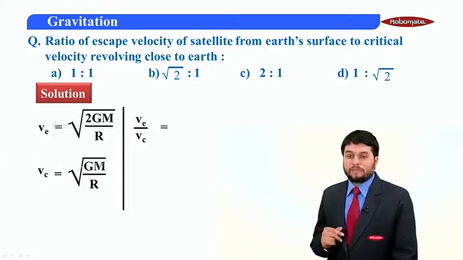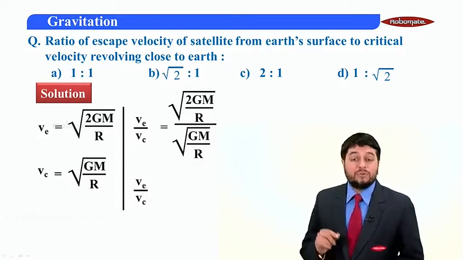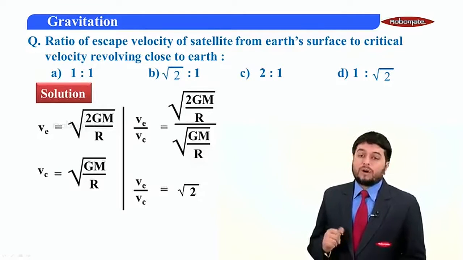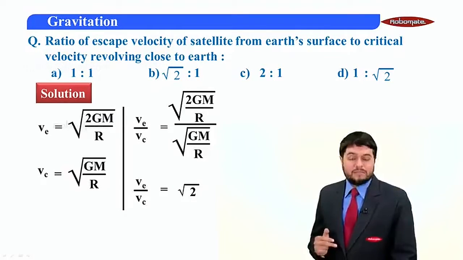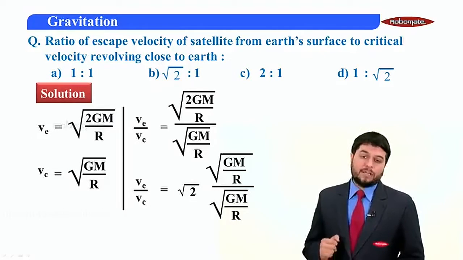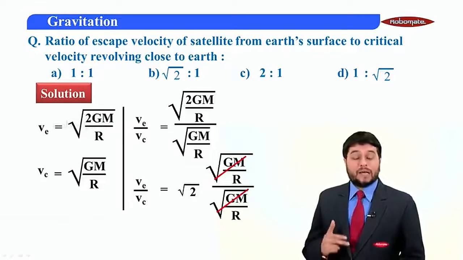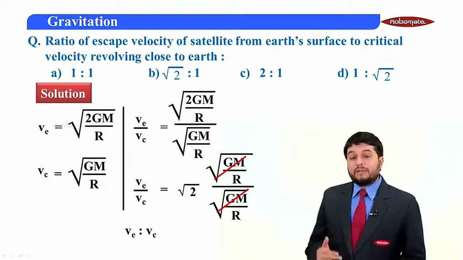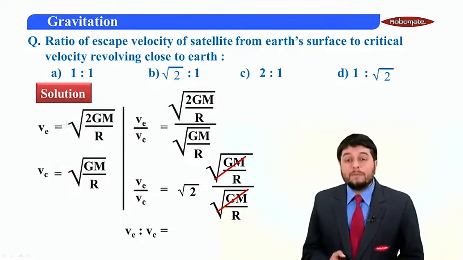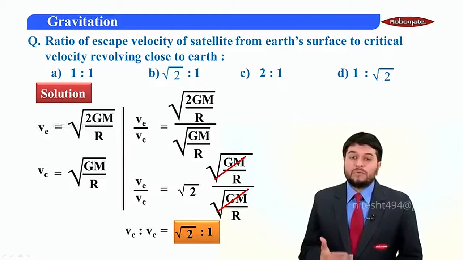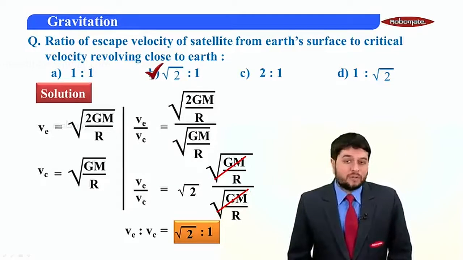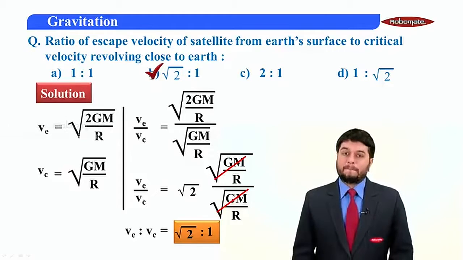So simply dividing, we get VE upon VC is equal to root of 2GM by R upon root of GM by R. So a common term capital GM cancels, capital R cancels, and inside the root I get root 2. Or if I just rearrange this and write down the answer, I get VE is to VC is nothing but equal to, yes, what will it become? Root 2 is to 1. And in this case, your answer will be the second option, that is root 2 is to 1. Clear?